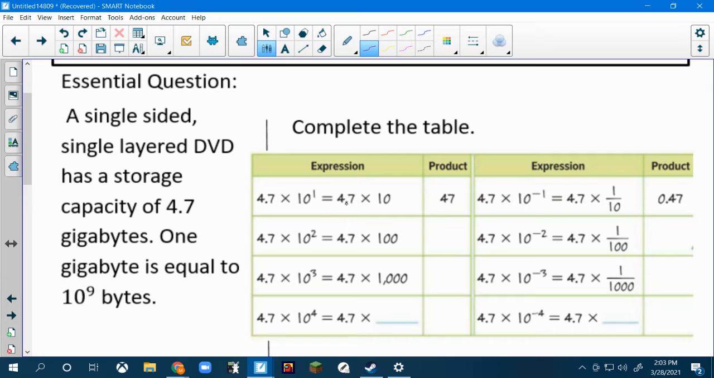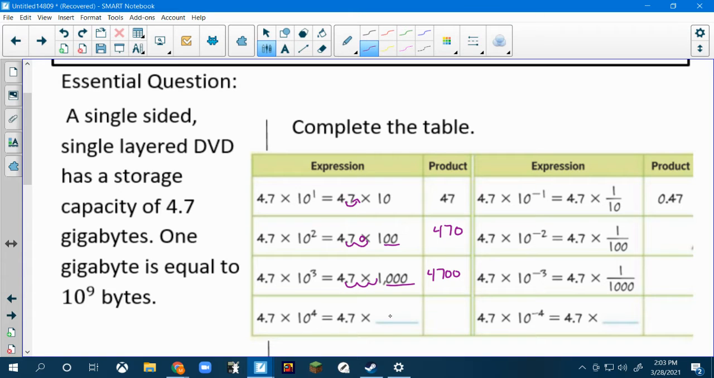So we have 4.7 times 10 to the first, which is the same as 4.7 times 10, which tells us just to move that one time to the right, which gives us 47. Okay, 4.7 times 10 squared, that's 4.7 times 100. We have two zeros here, so we have to move this 2 times, which means we add a 0 there. That's going to be 470. 4.7 times 10 to the third, times 1,000, move it 3 times, which gives us 4700. Notice a pattern here. Kind of just adding a 0 on every time.